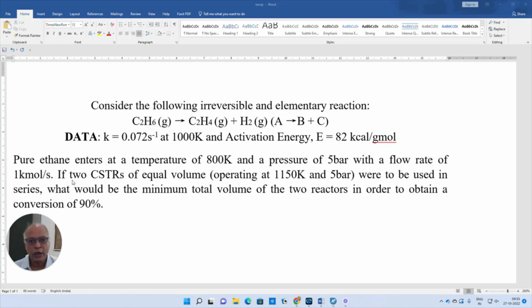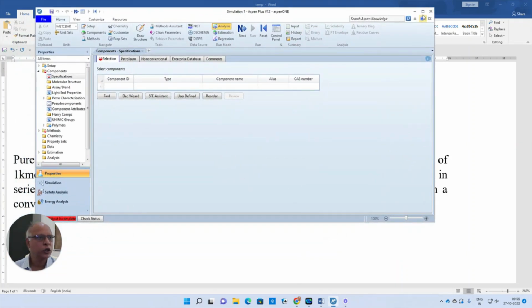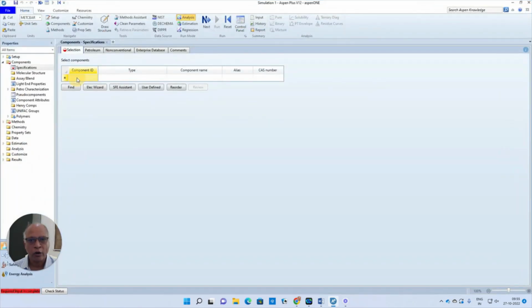The problem here is two CSTRs of equal volume operating at the same conditions, 1150 Kelvin and 5 bar, to be used in series. What would be the minimum total volume of reactors in order to obtain a conversion of 90%? Now, because we have already done this problem, I would like to demonstrate how to solve it using Aspen. So I'll go quickly because we have done this earlier.